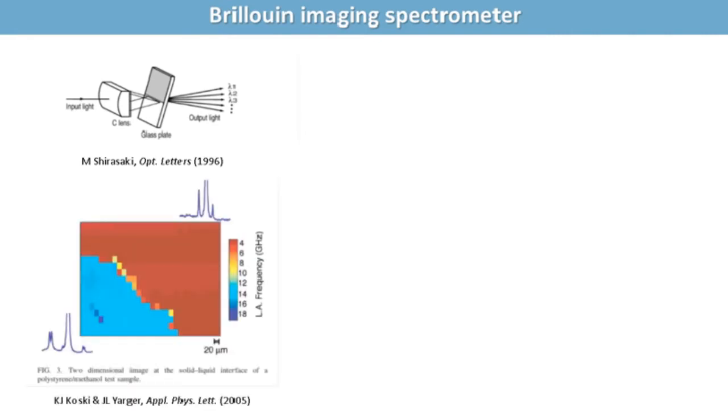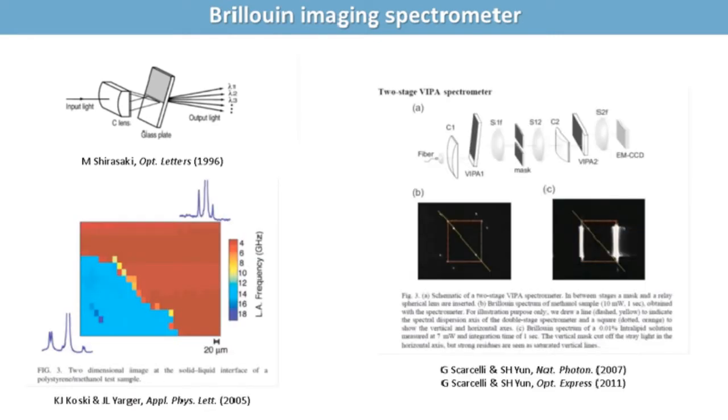As I mentioned before, there are developments on the spectrometer side that enable non-scanning implementation to achieve faster acquisition rates. So this is through, for example, VIPA etalons, firstly introduced in the 1990s and then applied in Brillouin imaging for the first time about 20 years ago now, and in a two or multi-stage VIPA configuration by Giuliano and Andy in these interesting papers.